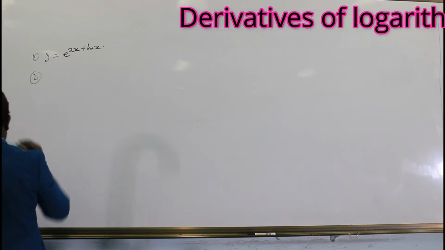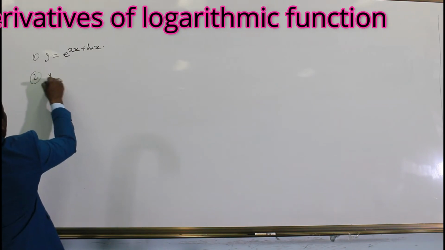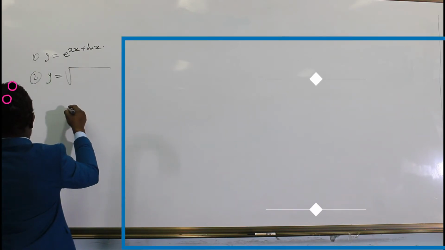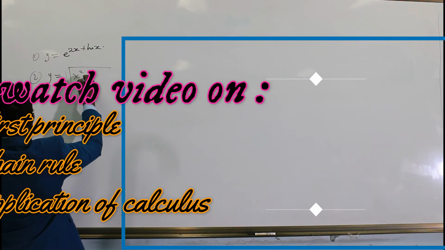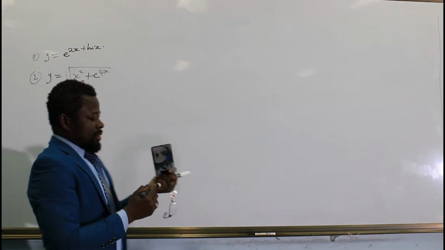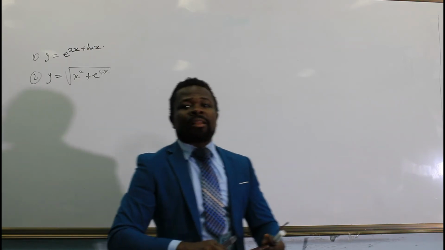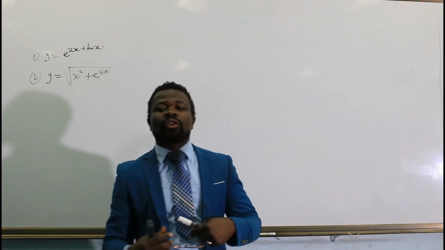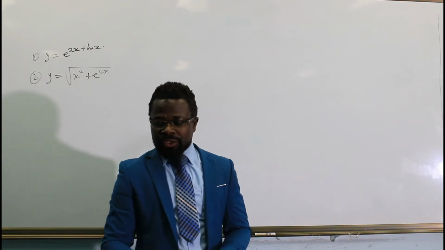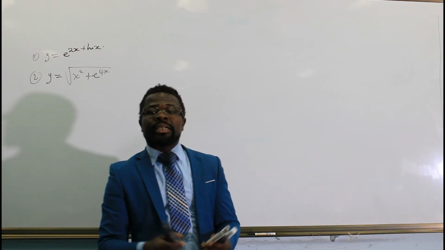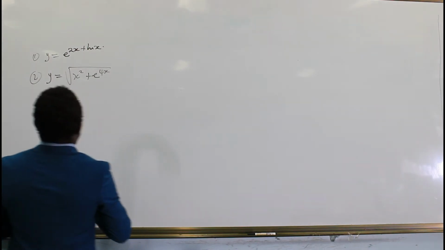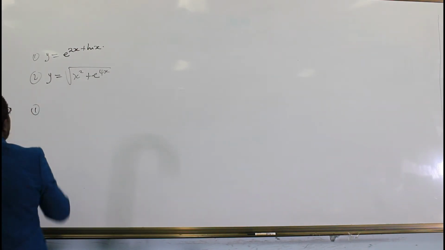And then for question number two, we are given y is equal to the square root of x squared plus e exponent 4x. So these are the functions that we are given, and we are told to find the derivatives of these functions. Let's see how we can do that. Let's try with the first one, question number one.